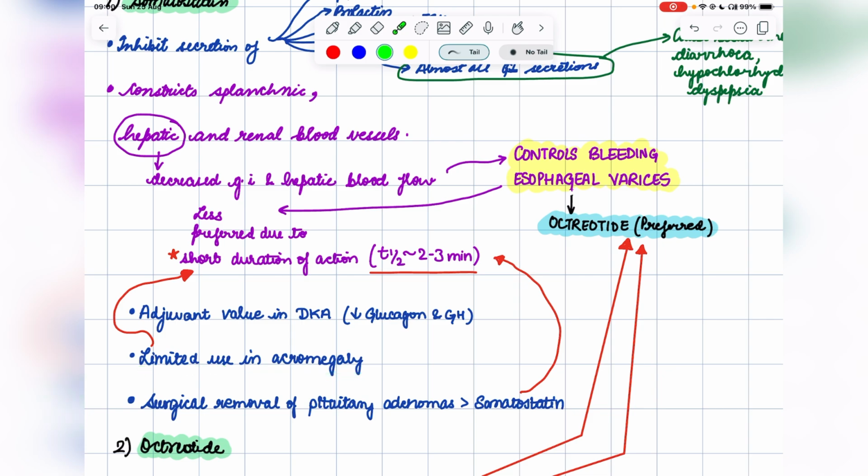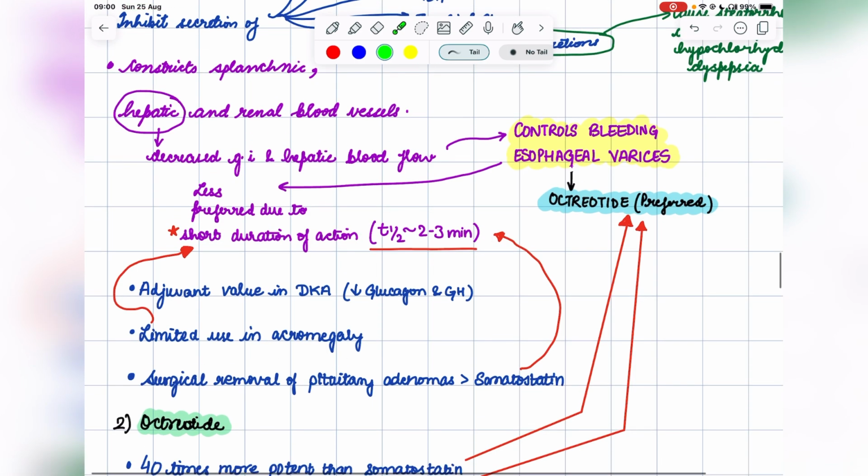Why limited? Because we have already discussed acromegaly is a chronic condition which needs a long treatment, but it has a very short duration of action, just 2 to 3 minutes of T-half. So the preferred path we should take for pituitary adenomas is surgical removal rather than giving somatostatin, because somatostatin will act for a very short time, right? So it's better to just surgically remove pituitary adenomas.